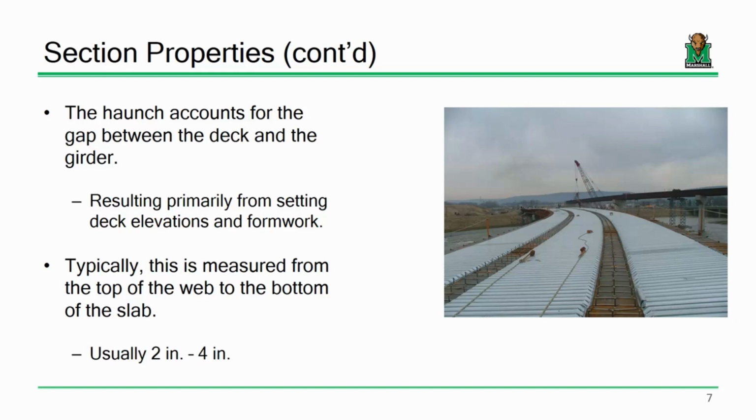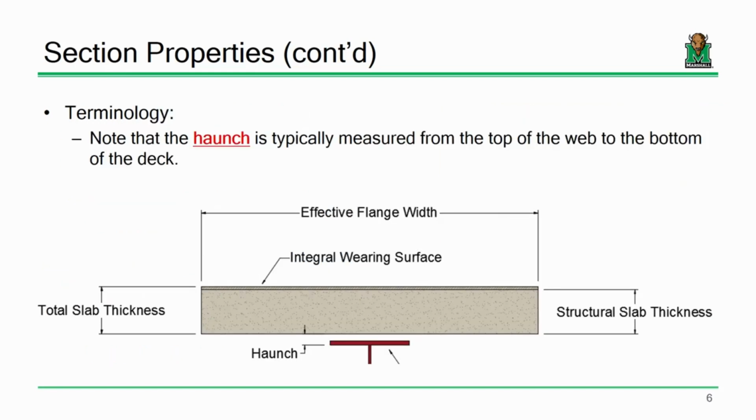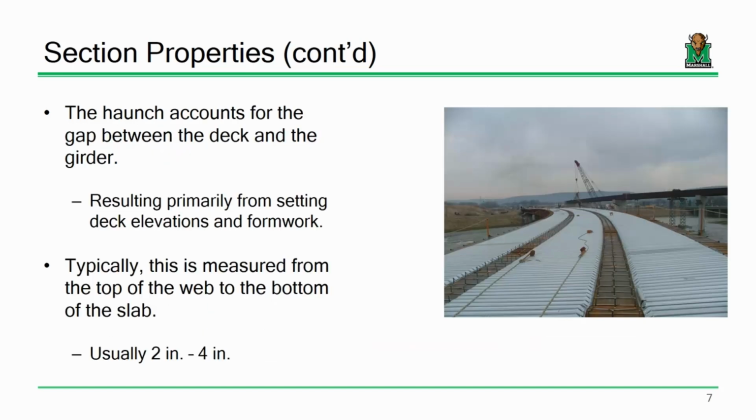So there is a gap usually. Now, in terms of specifics, so that we're all speaking the same language, I define the haunch as the distance from the top of the web to the bottom of the slab. Okay? So, for instance, if this flange is, I don't know, 3/4 of an inch thick, and this haunch is 2 inches, that would make this little gap 1.25 inches. Everybody with me on that? So I just want to make sure we're all speaking the same language. Okay? Does everybody understand what's going on with the forms and why it tends to be raised up a little bit?